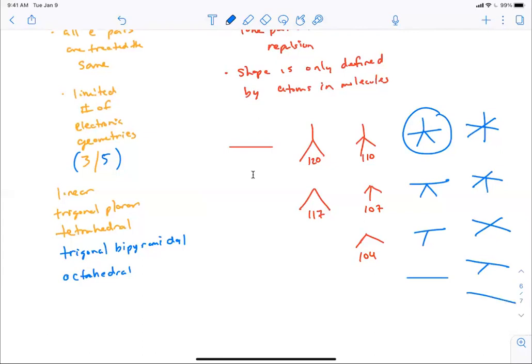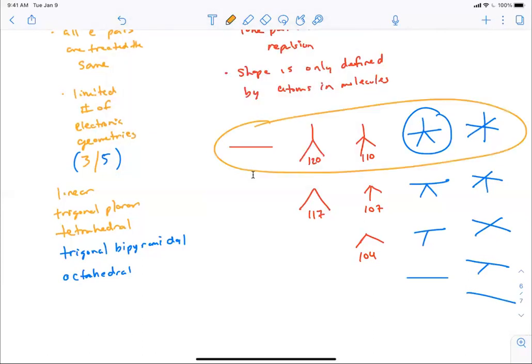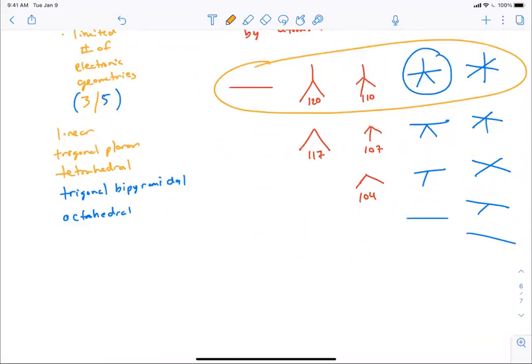Linear. So instead of memorizing 15 shapes, just memorize 5 and figure out the rest as you go along. Again, minimize what you have to memorize. Okay, questions? Okay, so that is the shapes and things like that.